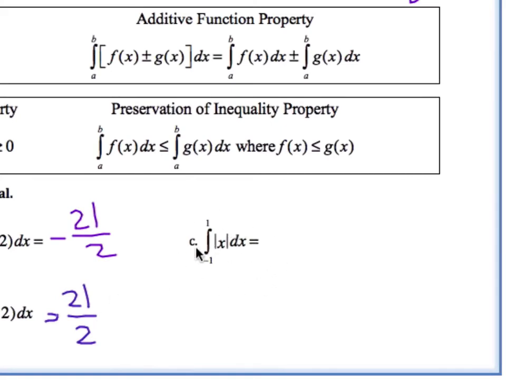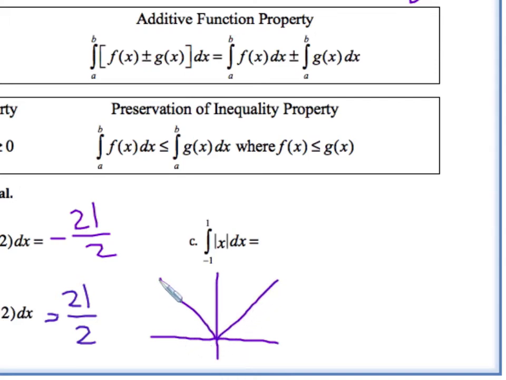Alright, in our next one we have the definite integral from negative 1 to 1 of the absolute value of x with respect to x. So what we want to do here is draw a little sketch of what this looks like. The absolute value of x looks like this. We have our vertex there at 0.